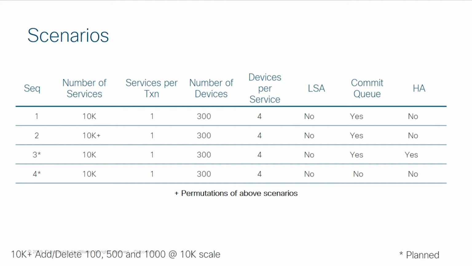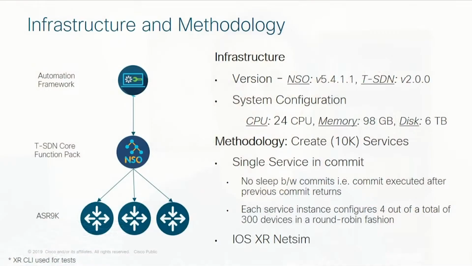And again, like how we saw for NFVO, there are different deployment options. And here we'll be leveraging commit queue. So let's jump to the infrastructure and methodology now. Again, T-SDN core function pack, southbound, it's talking to ASR 9K. This is the automation framework that I described. Again, it helps exercise all the scenarios that we saw, help collect resource information. That's imperative for the results.